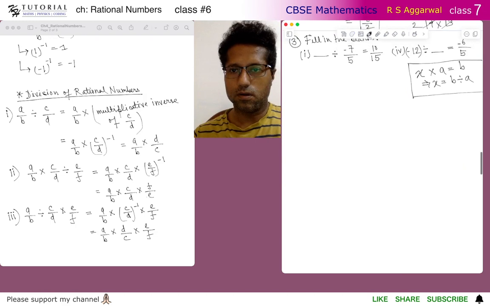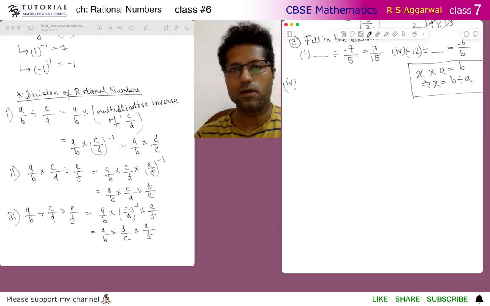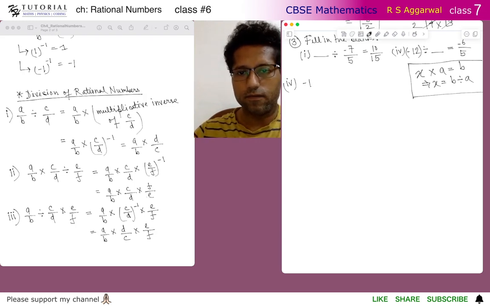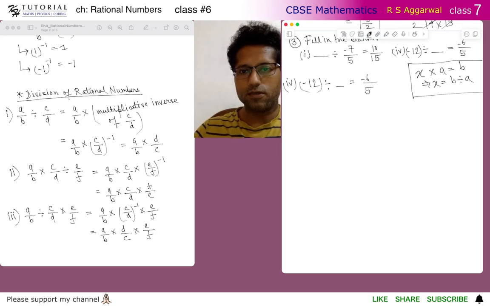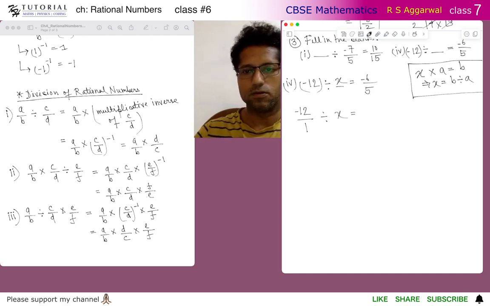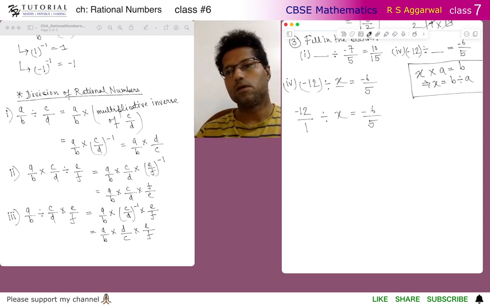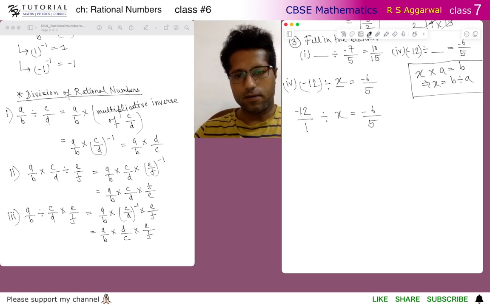Okay, so let's do the fourth one, part 4 of question number 3 from exercise 4F. It says minus 12 divided by blank equals minus 6 by 5. So let's say the blank is x. Express minus 12 as a rational number, minus 12 by 1, divided by x equals minus 6 by 5.